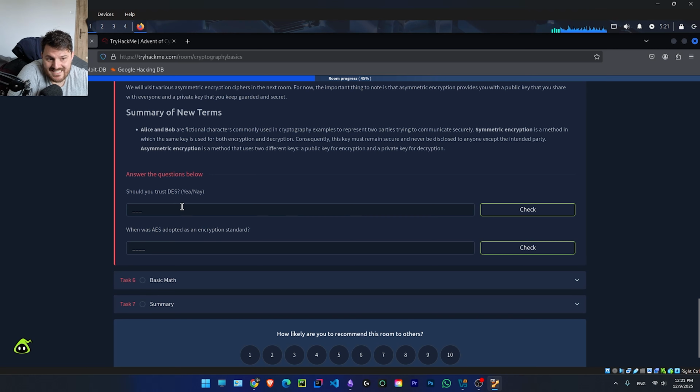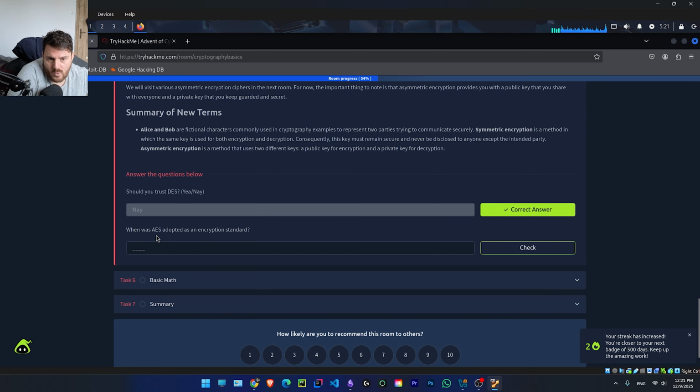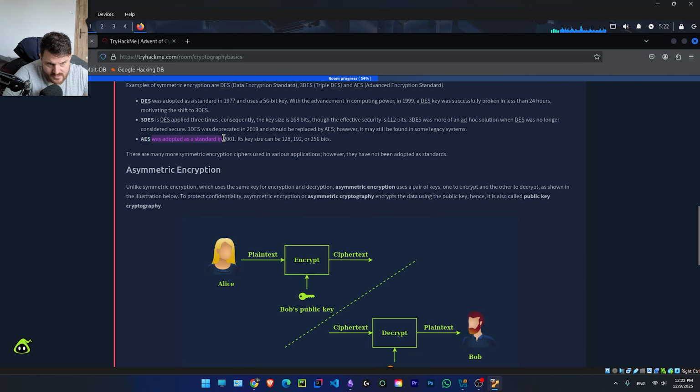Should you trust DES? Nay. When was AES adopted as an encryption standard? AES was adopted as a standard in 2001.